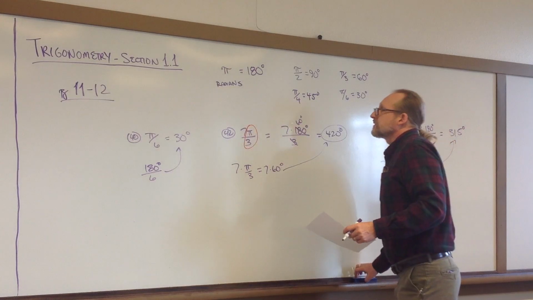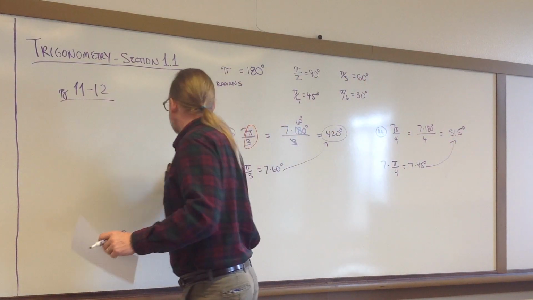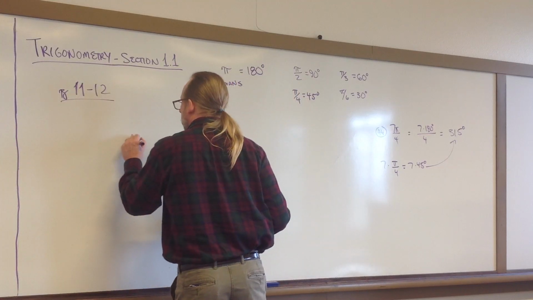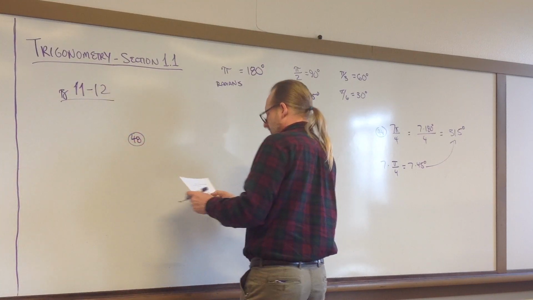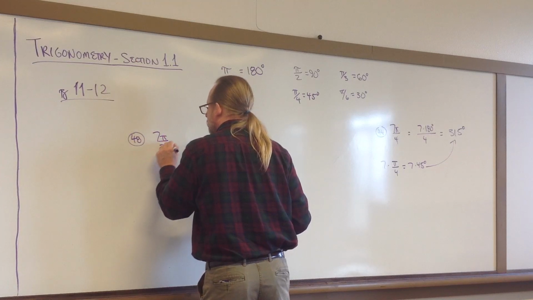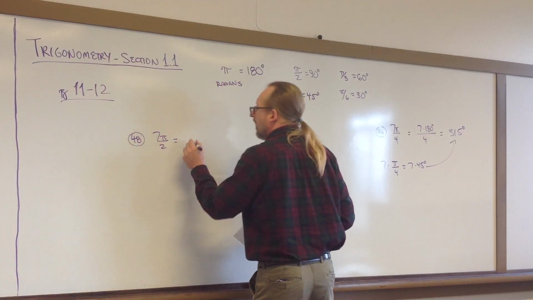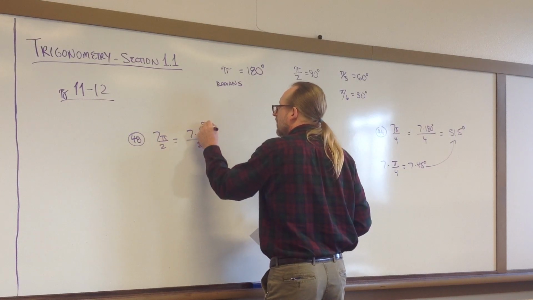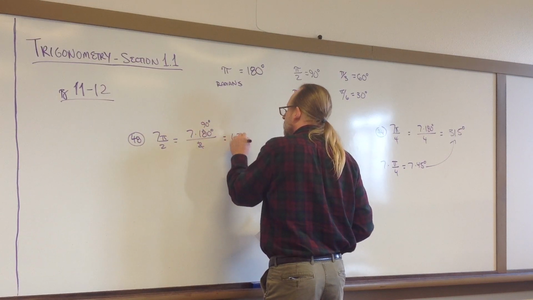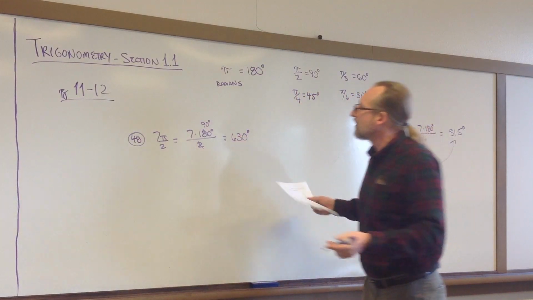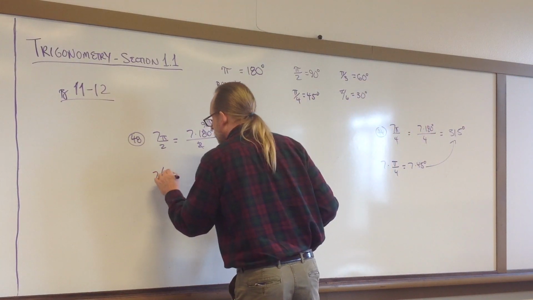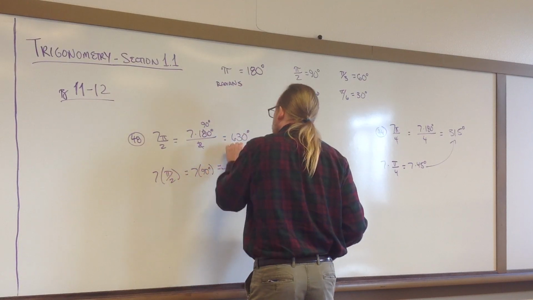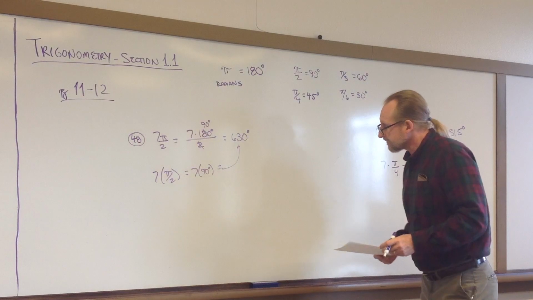All right, let's skip over to problem 48. Let's see what we've got. 7 pi over 2. So, again, you can go 7 times 180 over 2. That's going to be 7 times 90, or 630 degrees. Or you can think of it as 7 times pi over 2, 7 times 90 degrees. Again, 630 degrees.